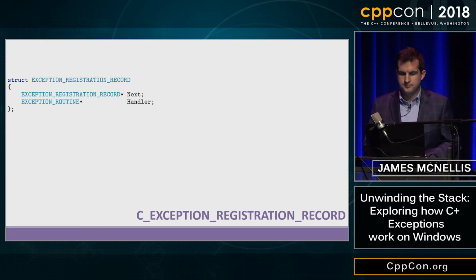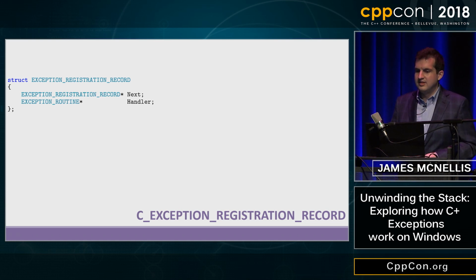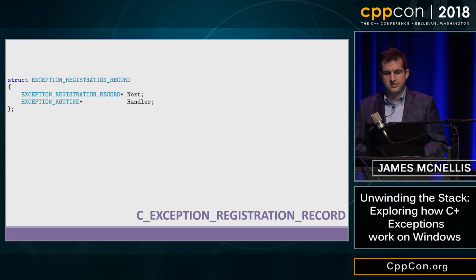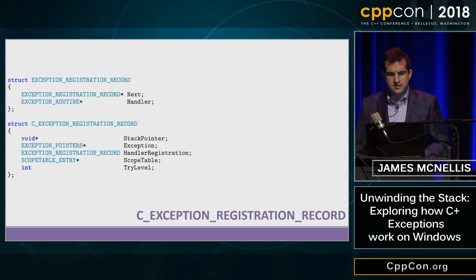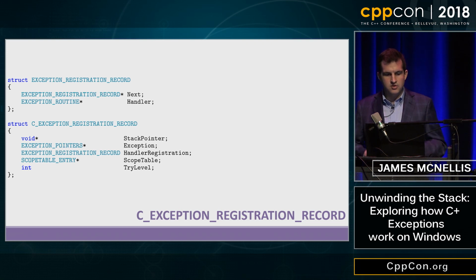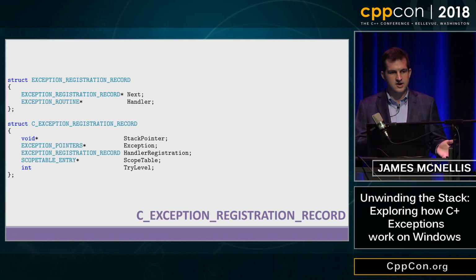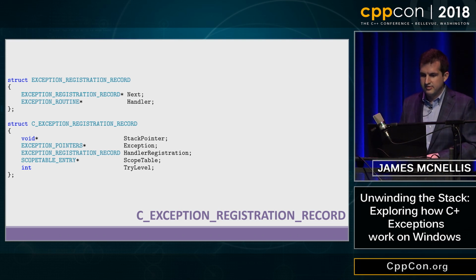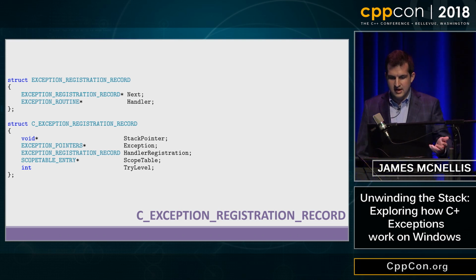Moving on then. So we've already seen the exception registration record, which is used to register an exception handler. The compiler uses a type, CExceptionRegistration record, to hold the exception registration record and then some associated metadata that it's going to use at runtime. So the first thing to note is that it does contain an exception registration record, and it's going to need that in order to register the handler for the function.